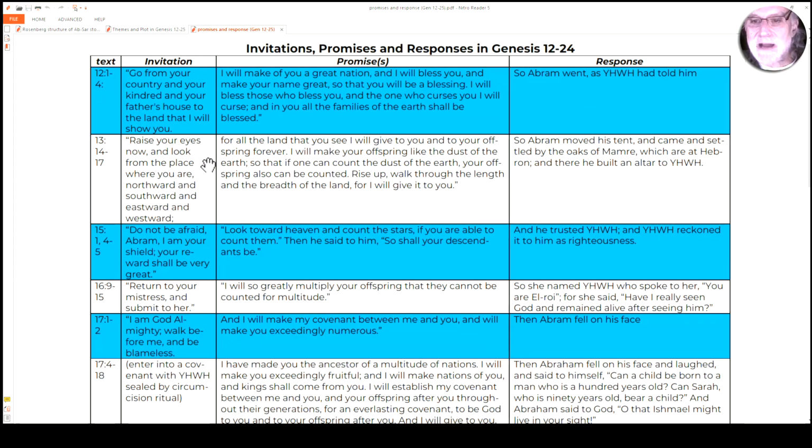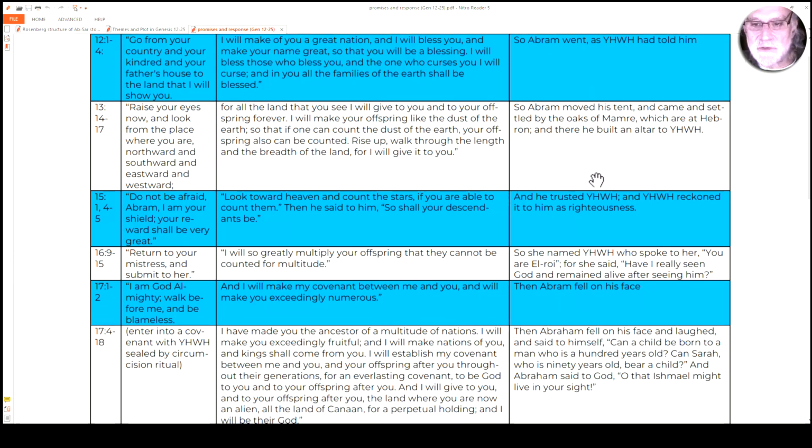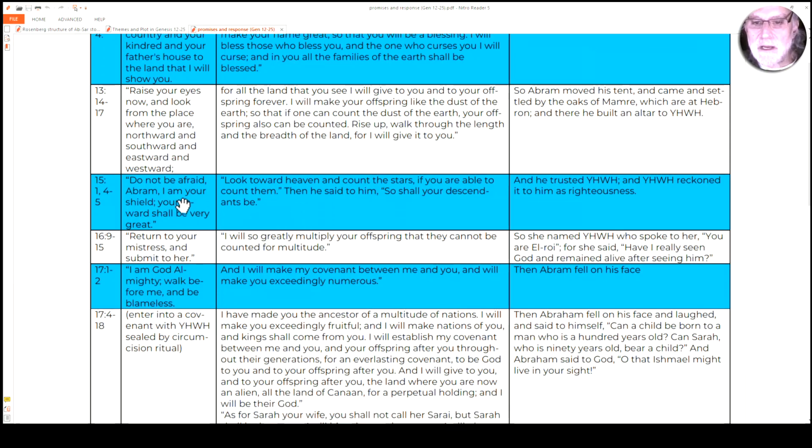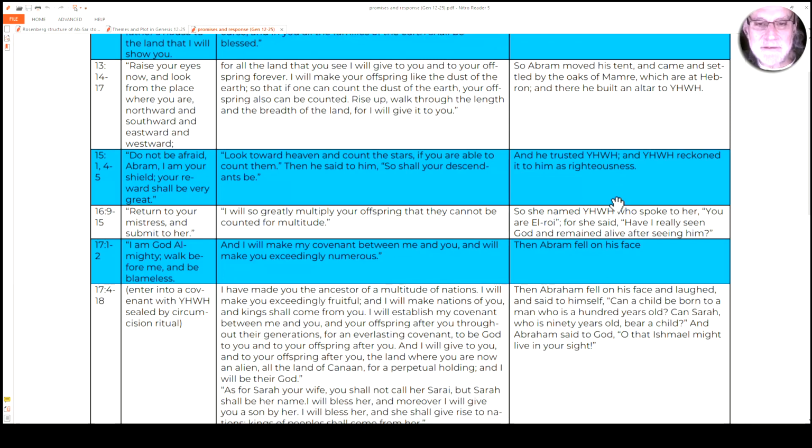And so, after that, in the next chapter, raise your eyes and look from the place where you are, north, south, eastward, and west, for the land that I will give you to your offspring. And Abram moves his tent and continues to trust. And here, don't be afraid, Abram. I am your shield. Your reward will be great. And he trusted Yahweh in the very passage that Paul uses in Romans to construct his doctrine of justification by faith.